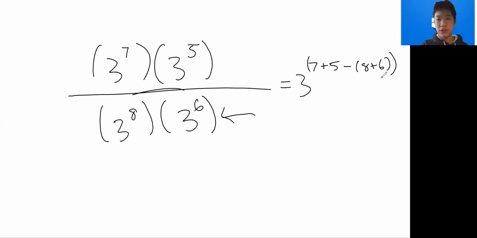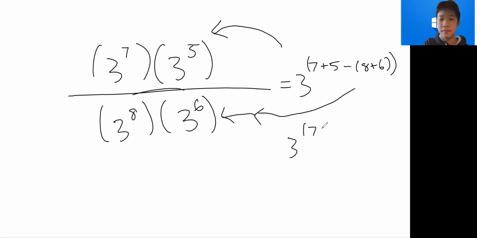Okay, so let's look at this again. We added 7 plus 5 because they're on the top. And we subtracted the sum of 8 plus 6. This is basically what we were just doing, but all in one step. So let's take the negative out. So the generalized case we can see here is that we're going to add all the exponents on the top and subtract all the exponents on the bottom. Again, we can just do this, and that's 3 to the negative 2.